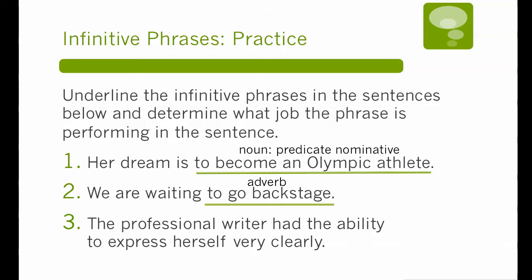And number 3, the professional writer had the ability to express herself very clearly. To express herself very clearly is the infinitive phrase. To express being the infinitive, herself being the direct object, and very clearly being adverb modifiers within that phrase. In this sentence, the entire infinitive phrase describes what kind of ability she has. Since ability is a noun, the entire infinitive phrase is functioning as an adjective.